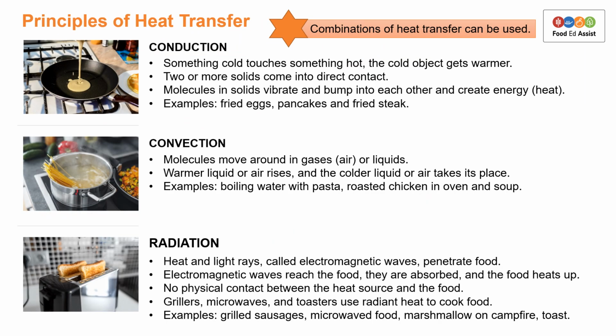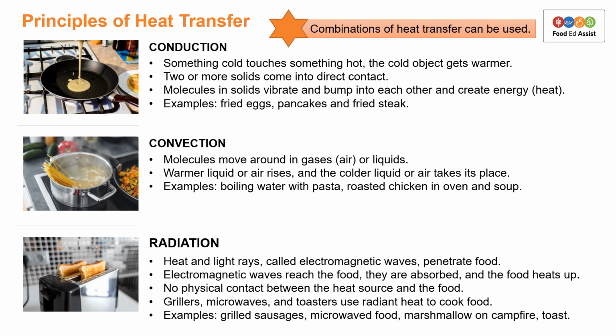Principles of heat transfer. There are three methods of heat transfer: conduction, convection, and radiation. Conduction occurs when something cold touches something hot. The cold object gets warmer. Basically, molecules in the solids vibrate and bump into each other, and they create energy and heat. They touch something, and this transfers that energy and heat to the other object. It happens when two or more solids come into direct contact with each other. It occurs in frying eggs, pancakes, and fried steak.